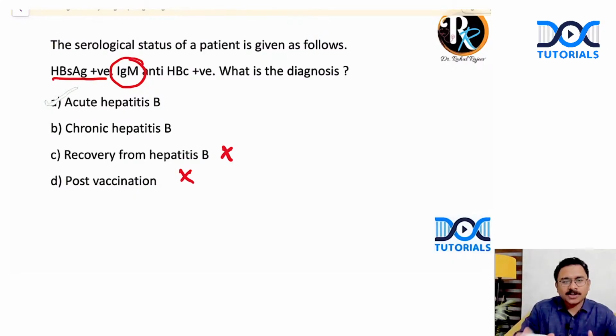Because HBsAg positive means hepatitis B. IgM anti-HBC means acute hepatitis B. But suppose the question was IgG anti-HBC, then my answer would have been different. It would have been chronic hepatitis B. Okay, so the answer is option A.